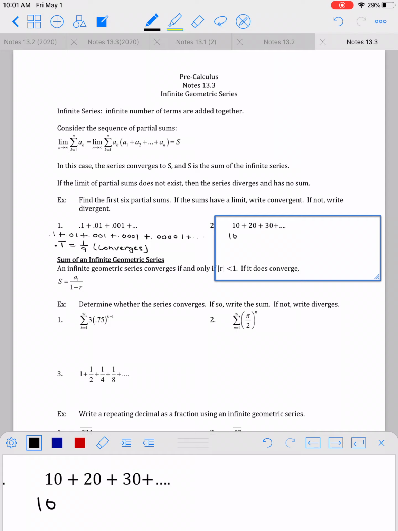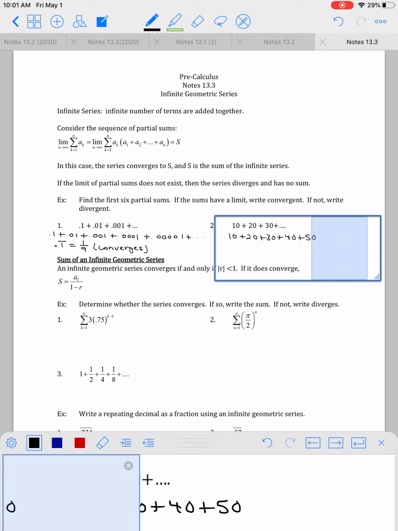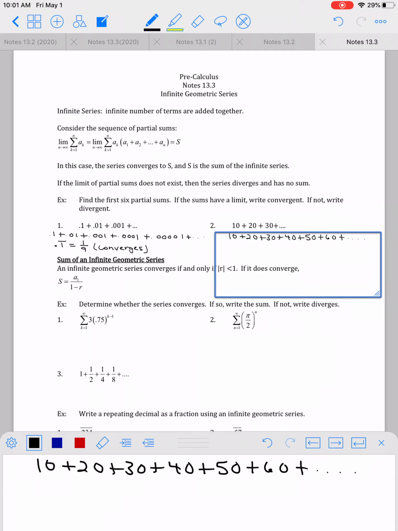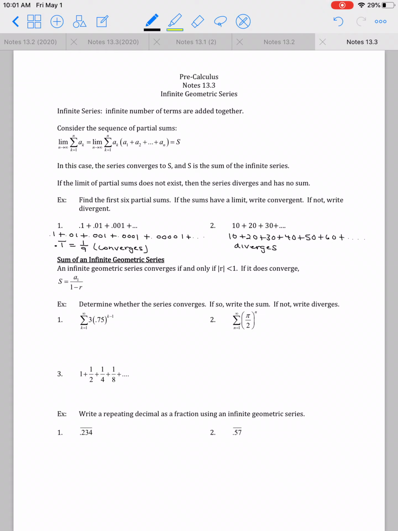So this is 10 plus 20 plus 30 plus 40 plus 50 plus 60. And what happens? We're just going to continue to add 10, and it is going to continue to get higher and higher, and this one diverges, which means there is no limit, and it continues to go on forever.